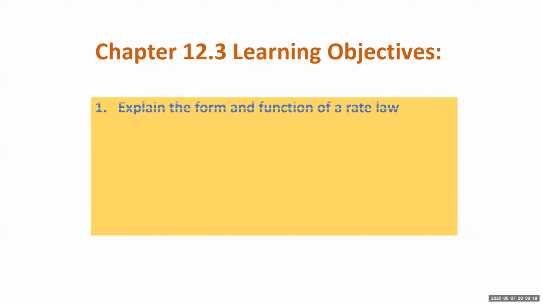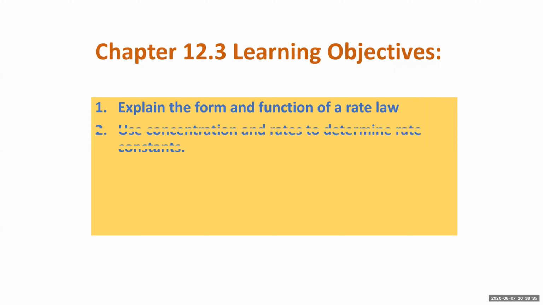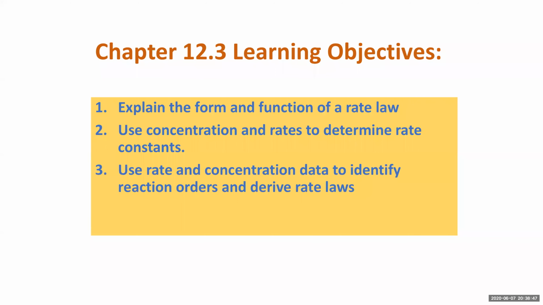The learning objectives for 12.3: we're going to be covering rate law in this section. First objective, explain the form and function of rate law. We're going to learn how to write a rate law for a chemical reaction. The second, use the concentration and rates for a reaction to determine the rate constant. So we'll learn what a rate constant is. That's part of a rate law.